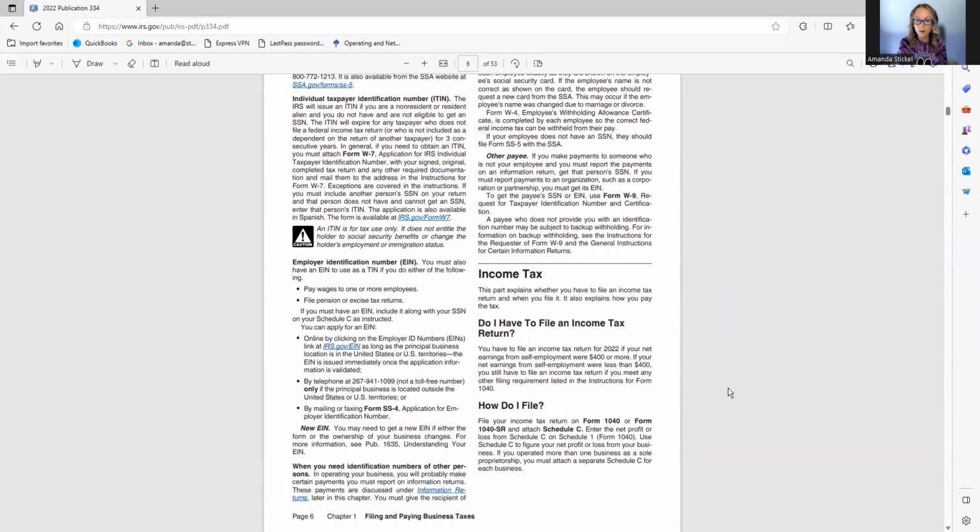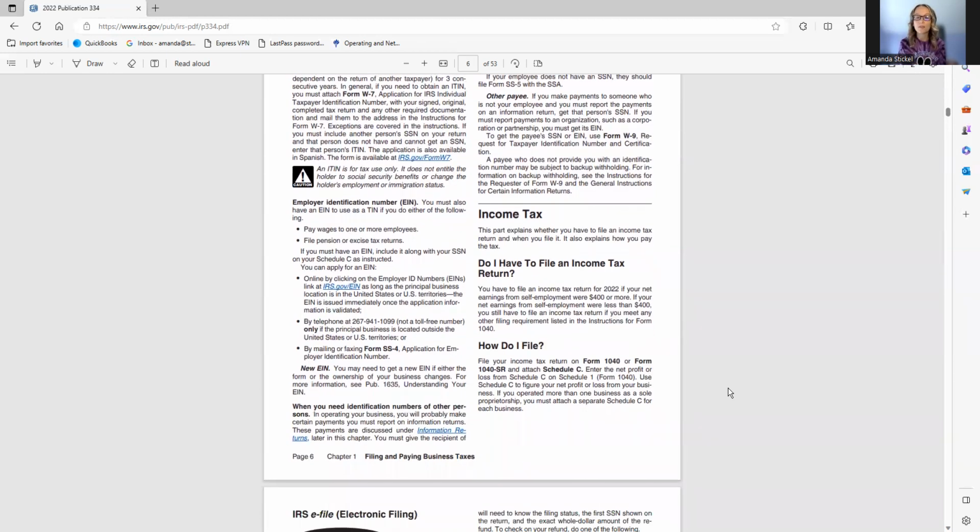Income tax. This part explains whether you have to file an income tax return, and when you file it, it also explains how you pay the tax. Do I have to file an income tax return? You have to file an income tax return for 2022 if your net earnings from self-employment were $400 or more. If your net earnings from self-employment were less than $400, you still have to file an income tax return if you meet any other filing requirement listed in the instructions for Form 1040.